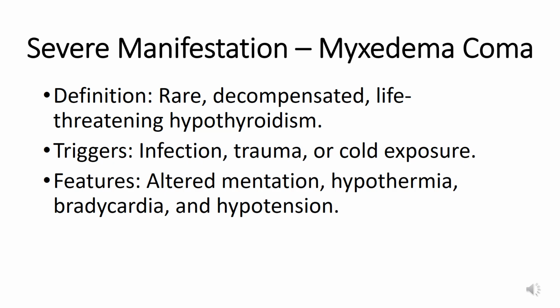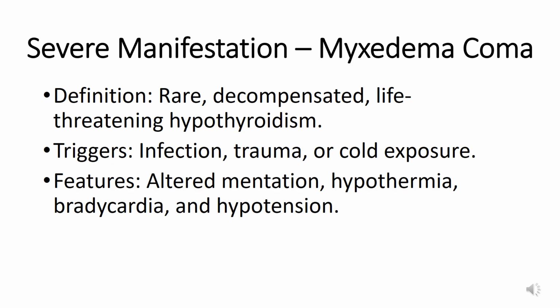The cardiovascular system is also profoundly affected. Bradycardia, or an abnormally slow heart rate, occurs because thyroid hormones normally help maintain cardiac output and heart rate. As hormone levels decline, the heart beats more slowly and less efficiently. This can contribute to reduced tissue perfusion and worsening organ dysfunction.